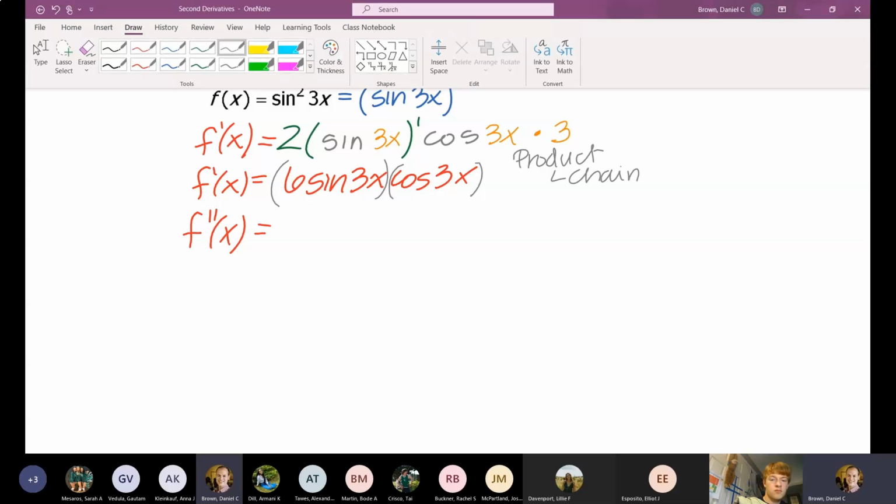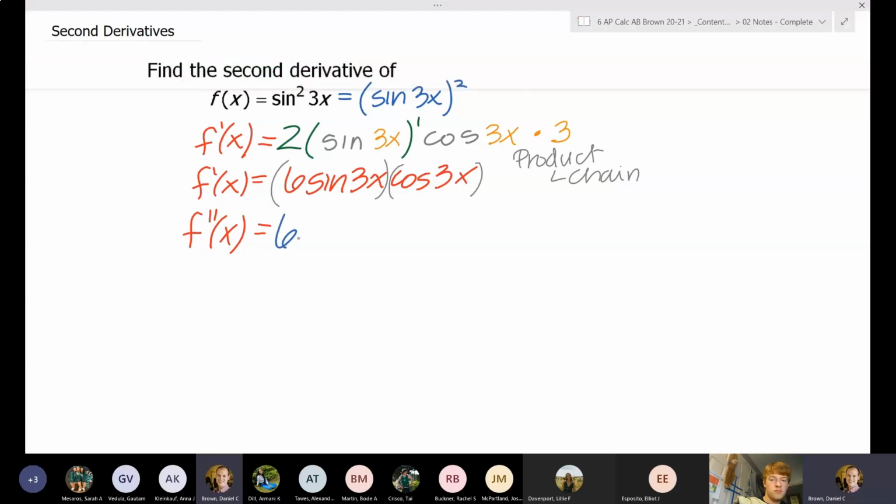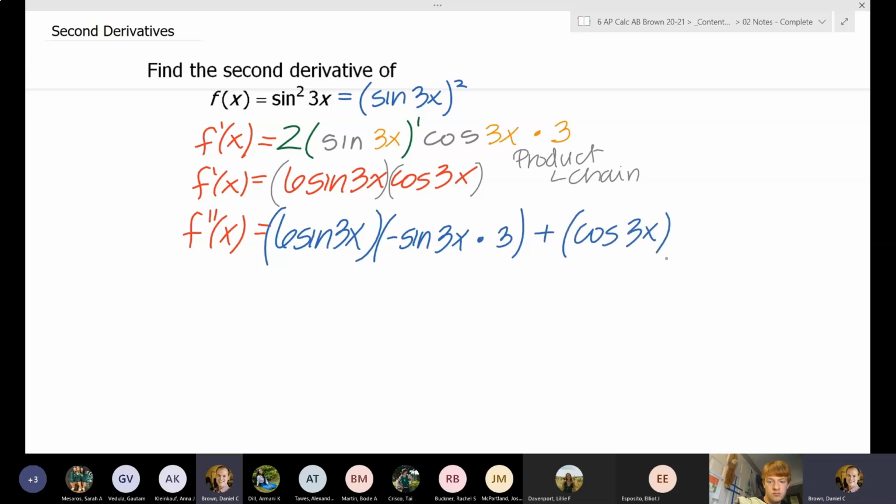So using my product rule, I have the first times the derivative of the second, the derivative of cosine. Inside stays the same, and here's the chain rule. What's the derivative of the inside? It's a 3. And then plus, so that was the first times the second, so then I have the second one times the derivative of the first. And the derivative of the first, I have a 6, that's a coefficient there. The derivative of sine is cosine, inside stays the same, times the derivative of the inside, which is 3.